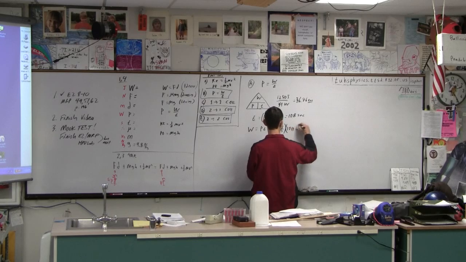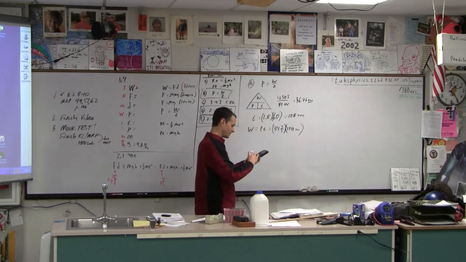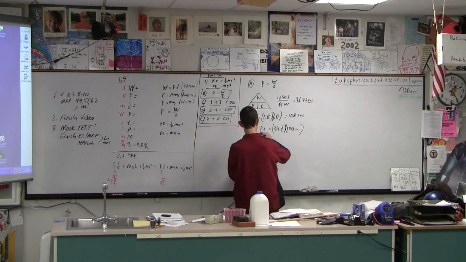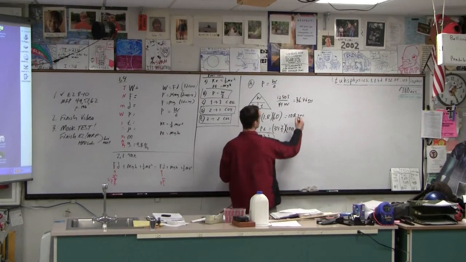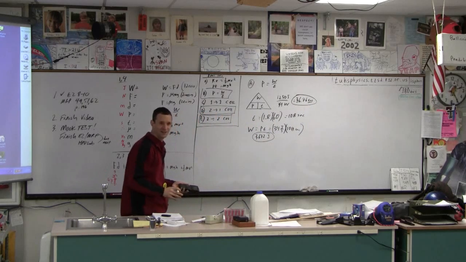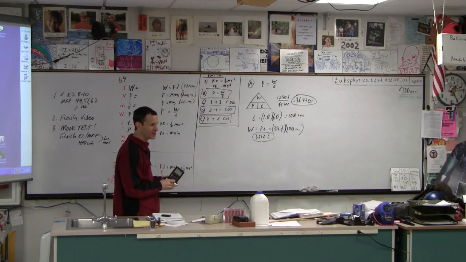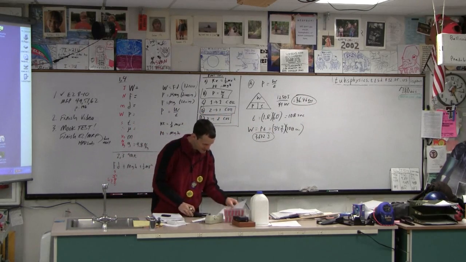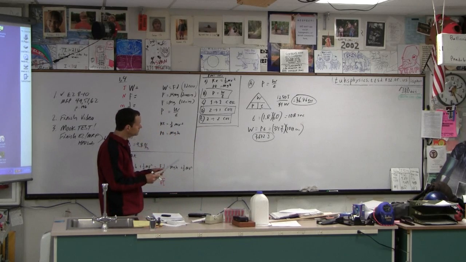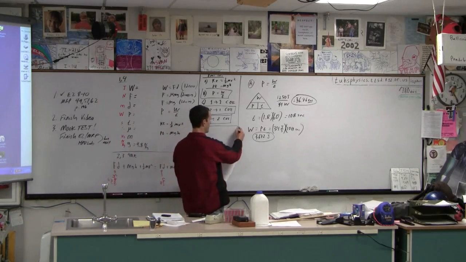Why did my 8 get so funny looking? I don't know. 3672 joules. And the test is exactly like that. We just changed the numbers. That's part A, right?